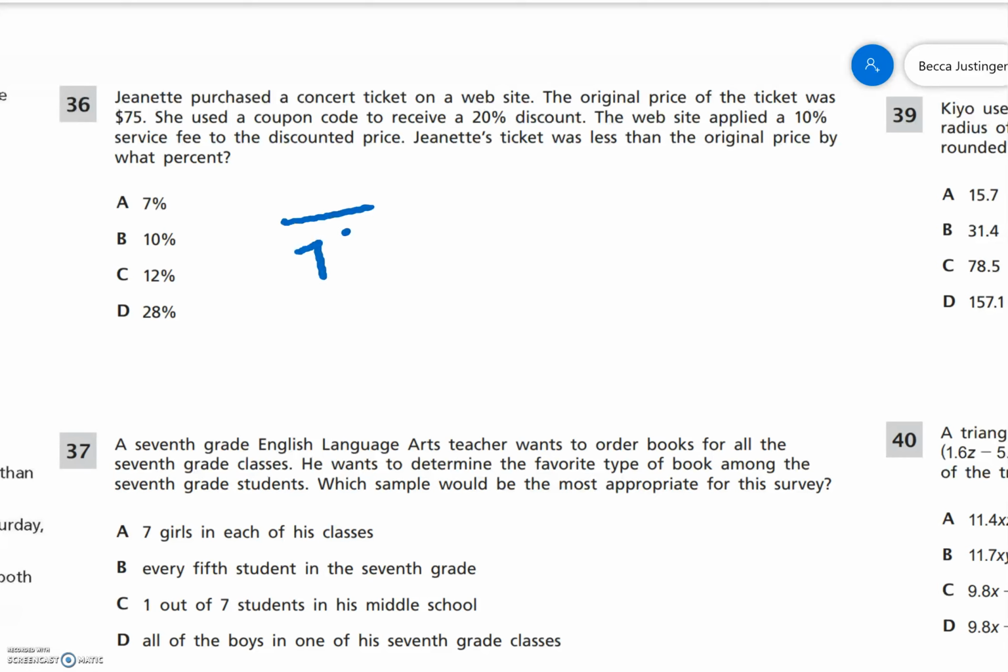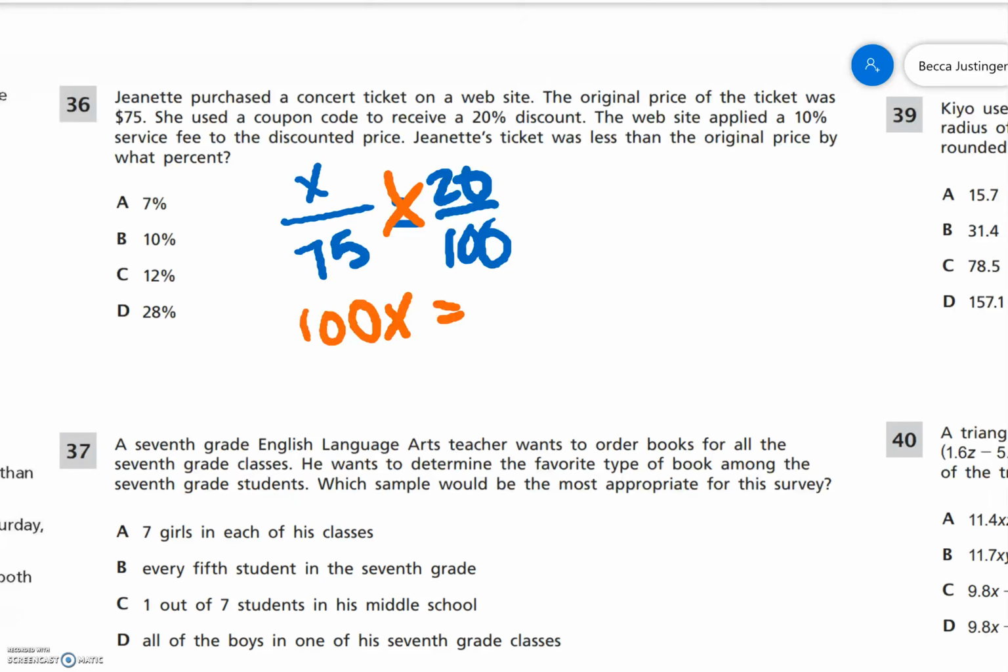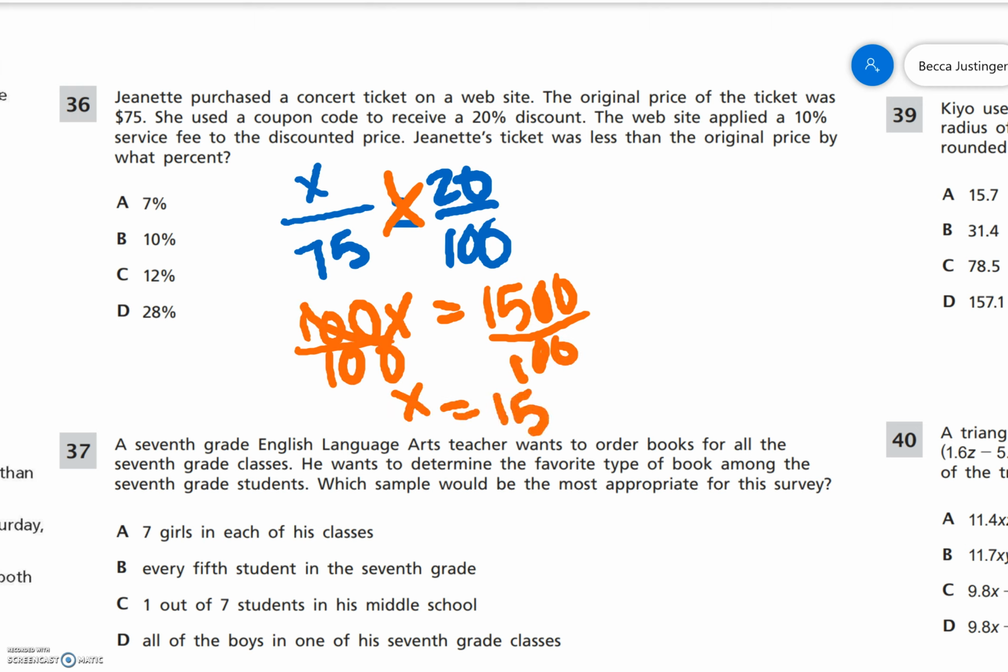So the original price was 75 and she got 20% off. So 20 over 100, and we will cross multiply. X times 100 is 100x, and 20 times 75 equals 1,500. Divide both sides by 100. Cancels out. X equals 15. That's not how much she purchased the concert ticket for, though. Remember, it was 20% off. So we do 75 minus 15. So she bought it for $60.